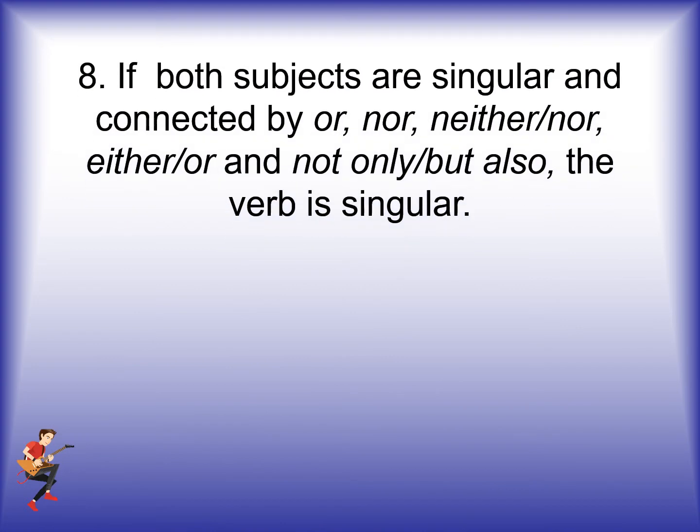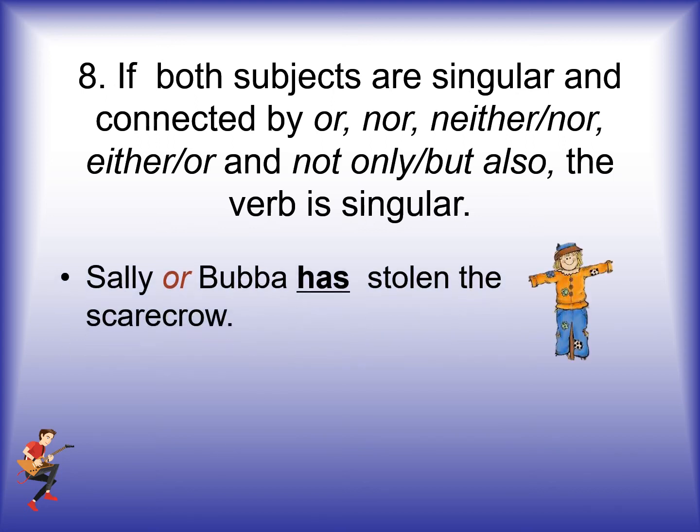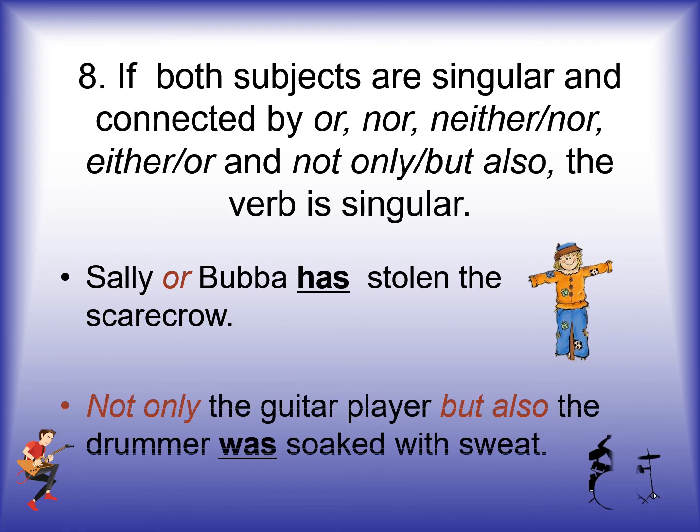Another rule says if both subjects are singular and connected by or, nor, neither nor, either or, and not only but also, the verb is singular. As we can see, Sally or Baba has stolen the scarecrow. Another sentence: not only the guitar player but also the drummer was soaked with sweat.